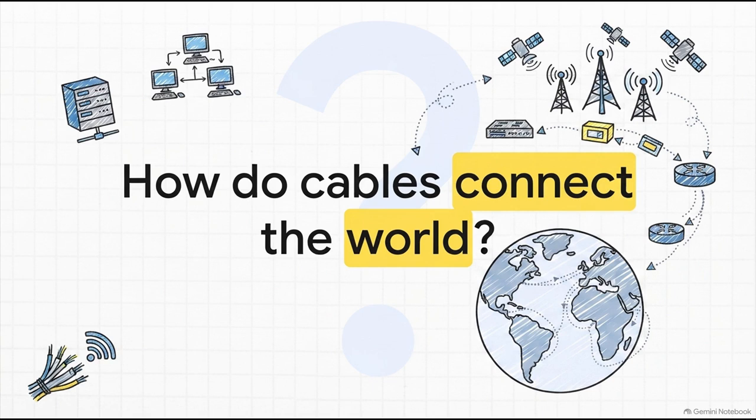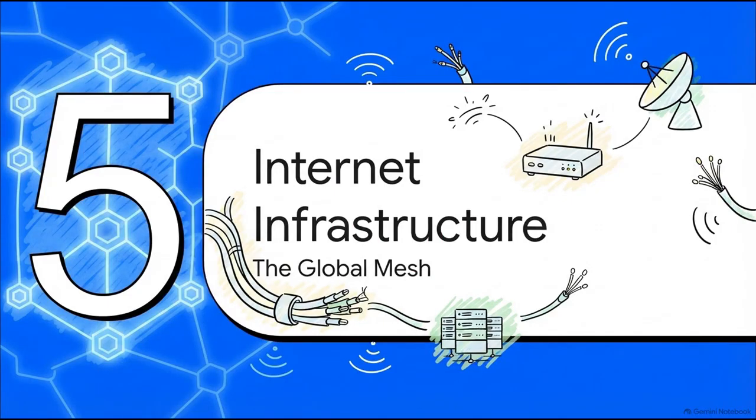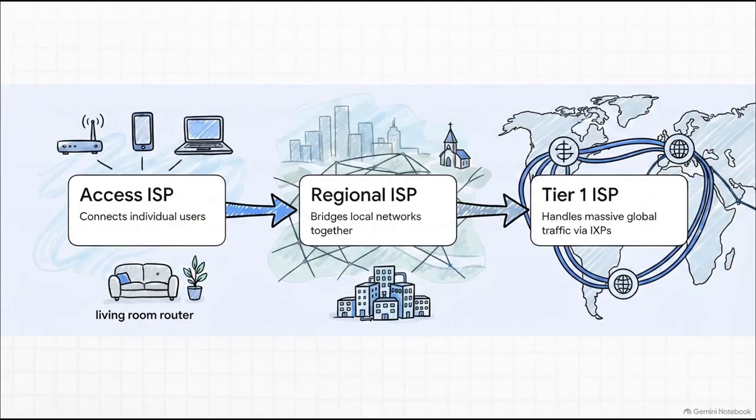But take a breath for a second and just think about the massive scale of all this. How do all these cables, switches, and signals actually manage to connect the entire world together? Let's answer that in Section 5, the Internet's infrastructure, the global mesh. You see, the Internet isn't magic. It's actually a highly structured physical hierarchy governed by ISPs, or Internet Service Providers.